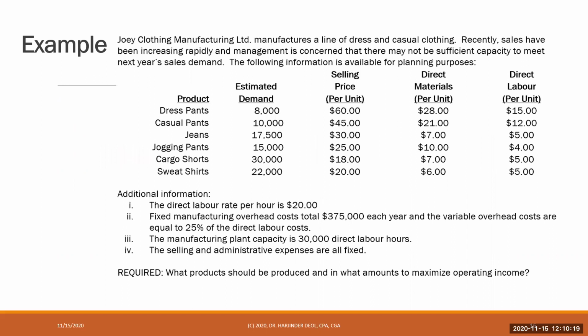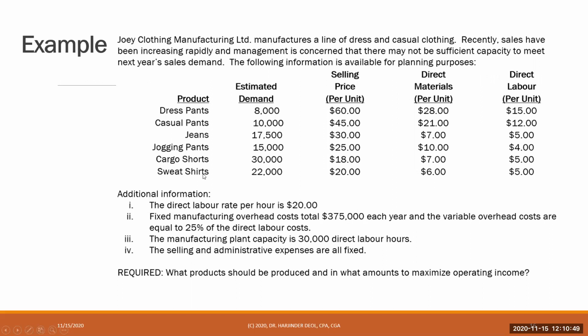We'll take a look at an example. This is an example of an old final exam question. We're given information about Joey Clothing Manufacturing Limited, a maker of a line of dress and casual clothing. Recently, sales have been increasing rapidly. Management is concerned that there may not be sufficient capacity to meet next year's sales demand. The following information is available for planning purposes.